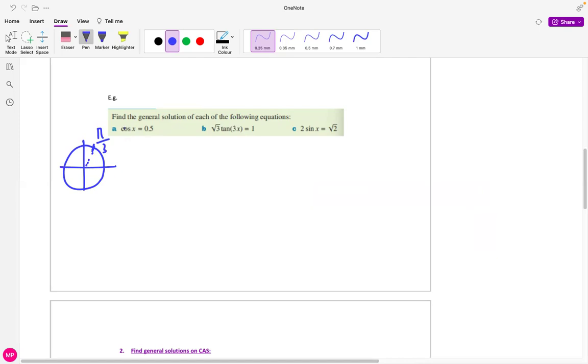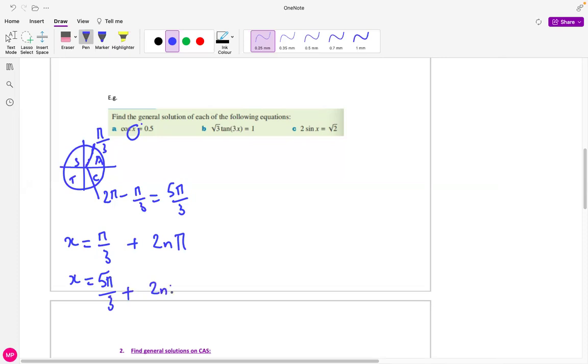Now we want positive cos, so we have ASTC. So we could have the angle in quadrant 4 as well, which is 2 pi minus pi/3. That gives you 5 pi/3. Okay, so we write x equal pi/3, and then we just add 2 n pi at the end to represent the general solution. And you do the same thing here, x equal 5 pi/3, and then you just add 2 n pi. And n is an element of Z.